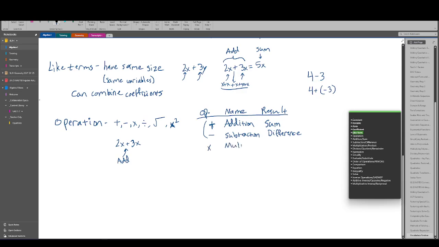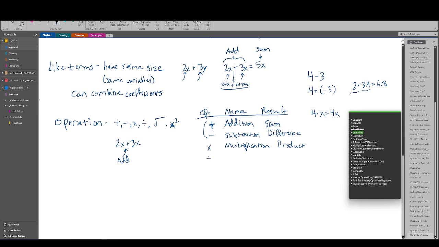Times is multiplication. And we call the result of multiplication a product. And we saw that already when we had something like 4 times x, then we end up with a product of 4x. Likewise, you can multiply constants and have something like 2 times 3.4 and end up with 6.8. So you multiply two terms together and you get a product of them.